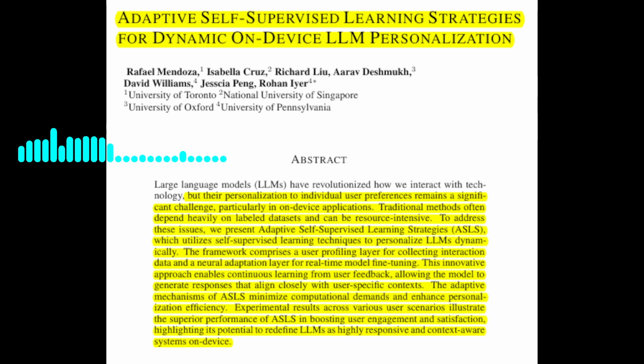The paper acknowledges that ASLS has some limitations. What are the main challenges that need to be addressed in future research? The paper identifies two main limitations. First, ASLS relies on user interaction data, which may not be sufficient if the user doesn't frequently engage with the model. This could hinder the personalization process. Second, the effectiveness of the neural adaptation layer can vary based on the diversity of user interactions. Limited data diversity may lead to suboptimal performance.